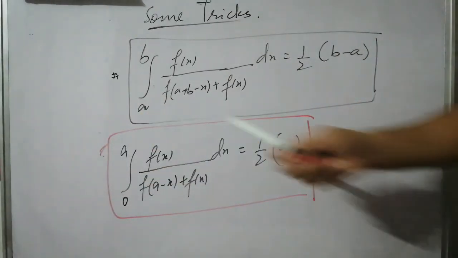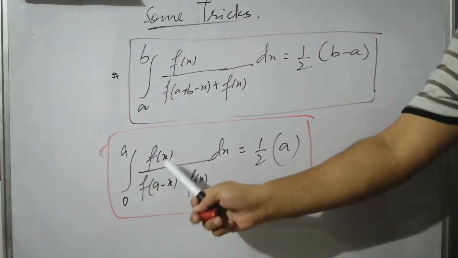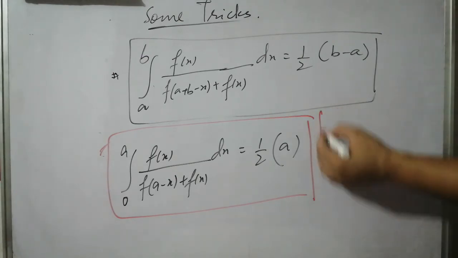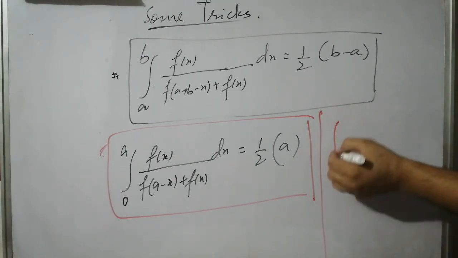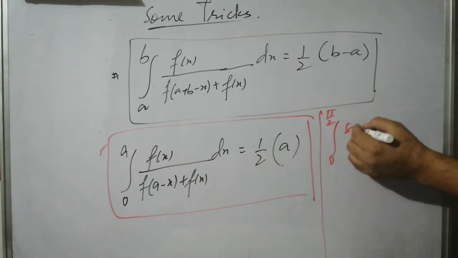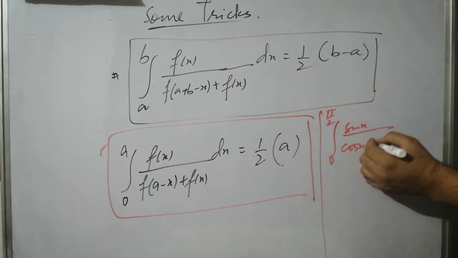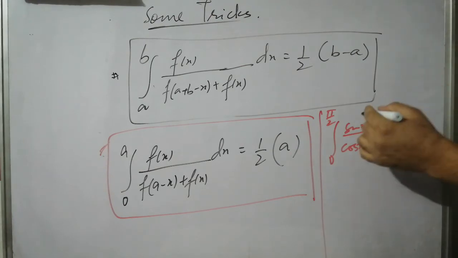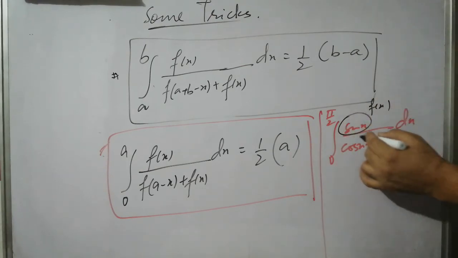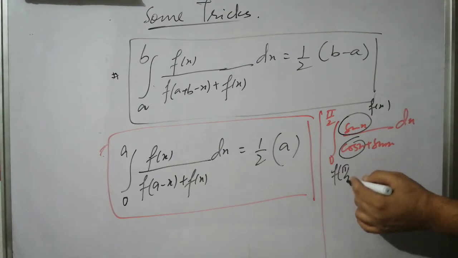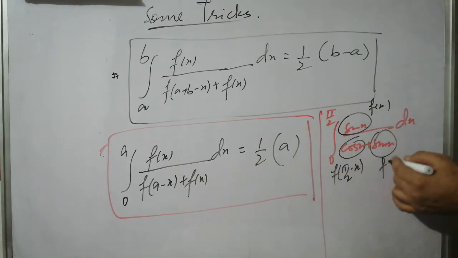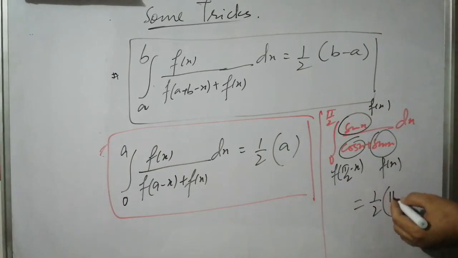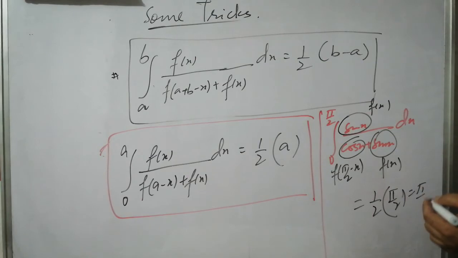Now this can further be expressed as, इसकी सबसे important application तो ये बन जाएगी उस हिसाब से, lower limit 0, upper limit a, f of x upon f of a minus x plus f of x dx is equal to half of a. इस टाइप के बहुत सारे क्वेश्चंस देखे थे हमने, जैसे 0 to pi by 2 था, ठीक है, sin x upon cos x plus sin x dx. Right. Now if you take this as f of x, what is this? F of a minus x, pi by 2 minus x है ना, and what is this? This is also f of x. Answer will be what? Half of, what is the upper limit? Pi by 2, that is pi by 4.